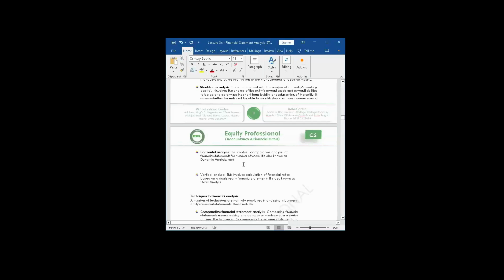We also have horizontal analysis. This is when we consider the result of an organization over a period of time. Say over 5 years, we are looking at the performance of the business over 5 years. We also call it dynamic analysis. For the horizontal analysis, it could be in the form of trend analysis.